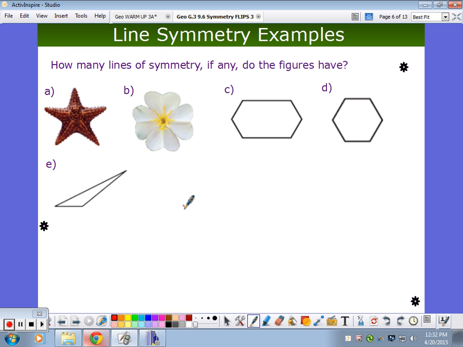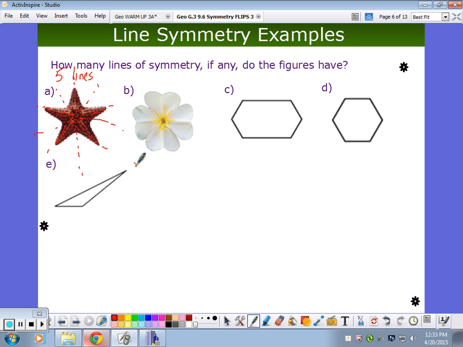Now this little imagery with line symmetry, they didn't copy it 100% on your paper there, especially B, but how many lines of symmetry do they have? So basically, this is a sea star, right? I can't call it a starfish. It's a sea star. It's not a fish. So there's one, right? There is another one. There is another one. So how many lines of symmetry does this thing have? It looks like it has 5 lines of symmetry.